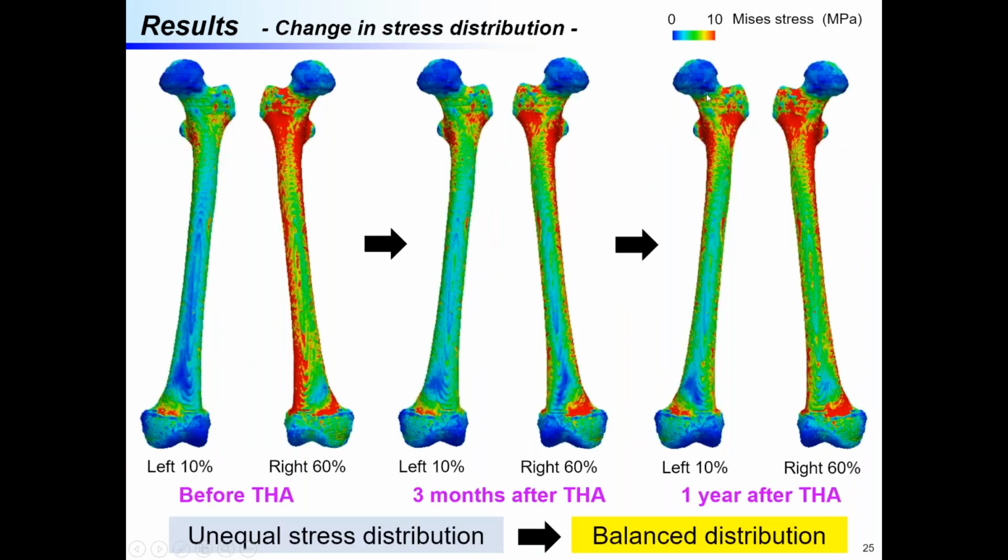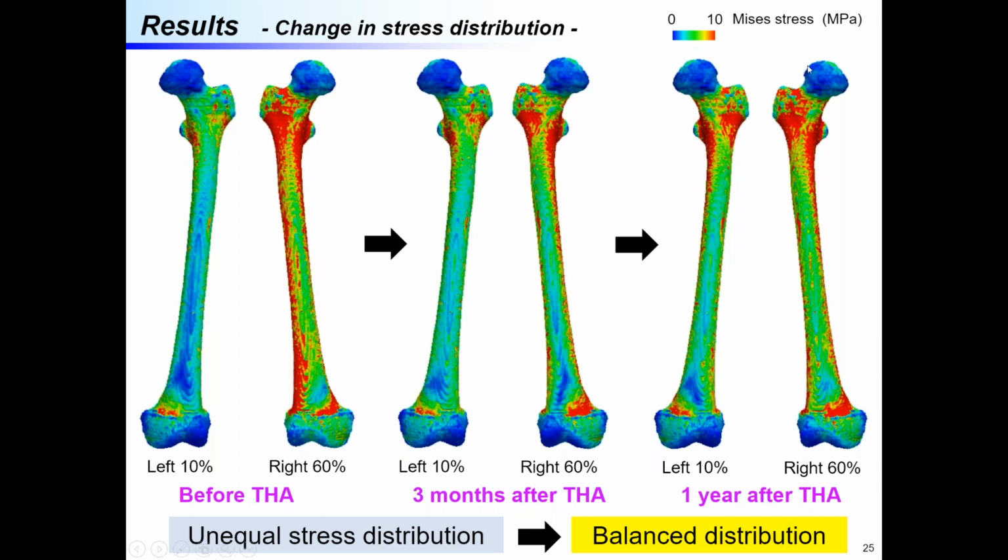Okay, this is a whole picture with the change in stress distribution. As you see, the unequal stress distribution before THA became the balanced distribution 1 year after THA. Interestingly, the stress distribution has asymmetry, still asymmetry 3 months after THA.